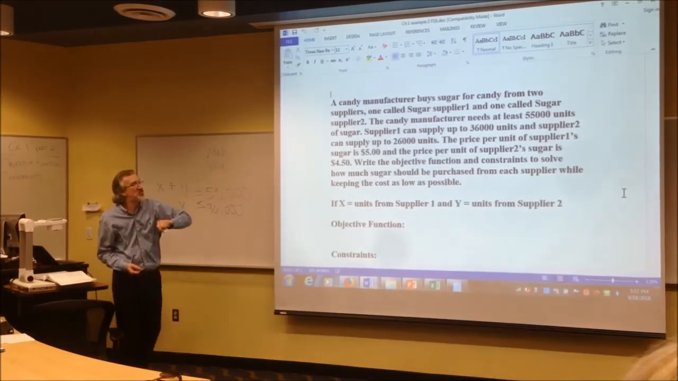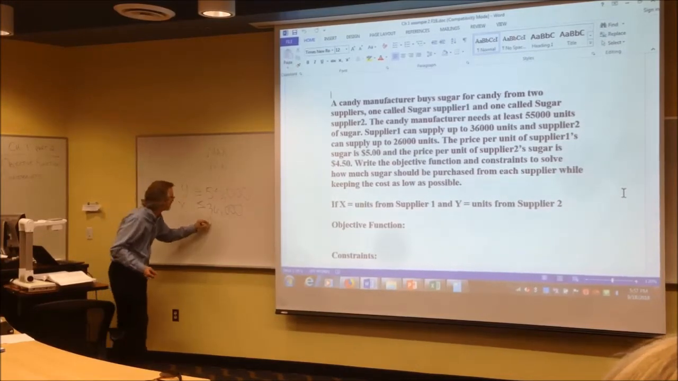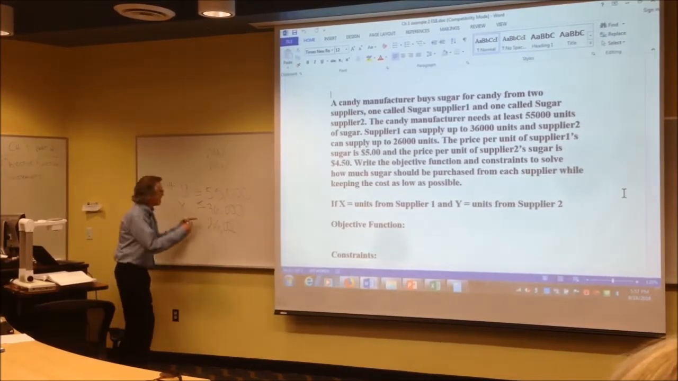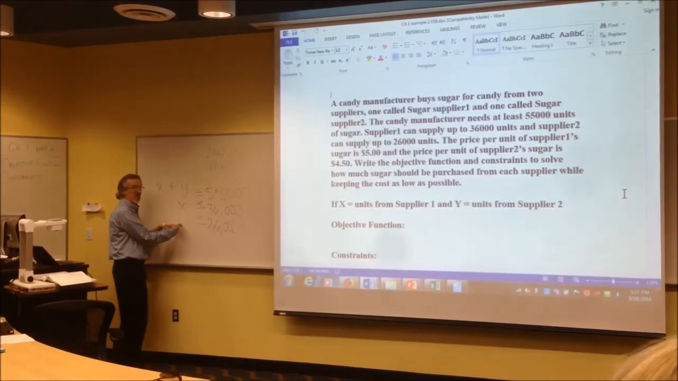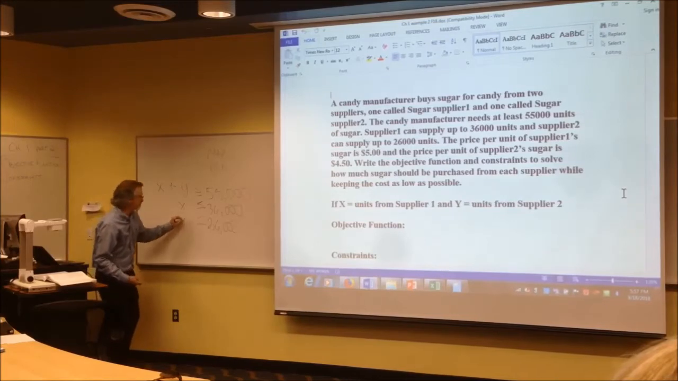Supplier 2 can supply up to 26,000 units. Same situation. 26,000 says up to, less than equal, and what would represent what we're ordering from supplier 2? Just the letter Y.